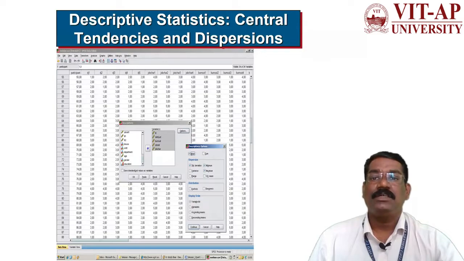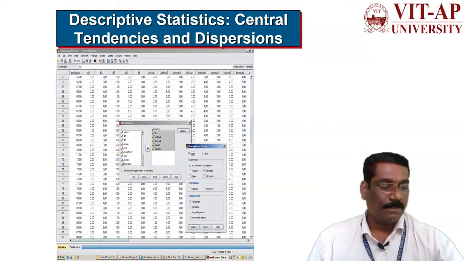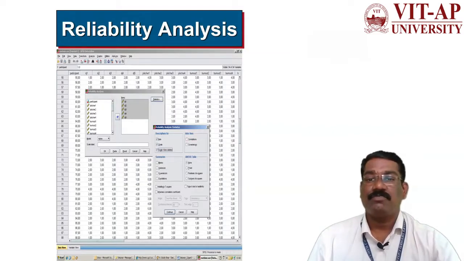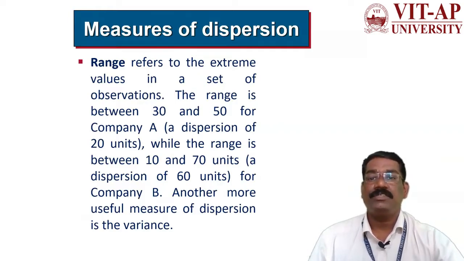Now let's go in detail about the measures of dispersion. So let's understand what measures of dispersion are. In measures of dispersion, we have three things: one is the range, variance, and standard deviation. Okay, so now let's understand what is range.